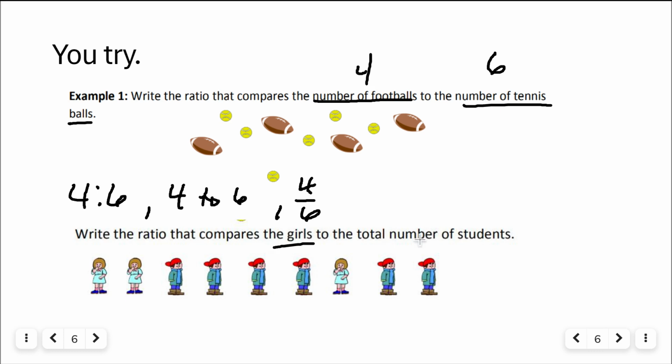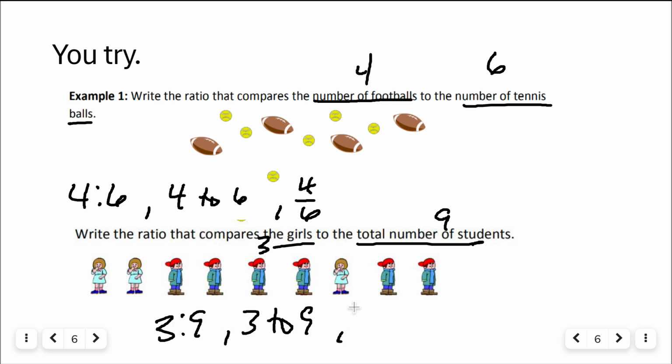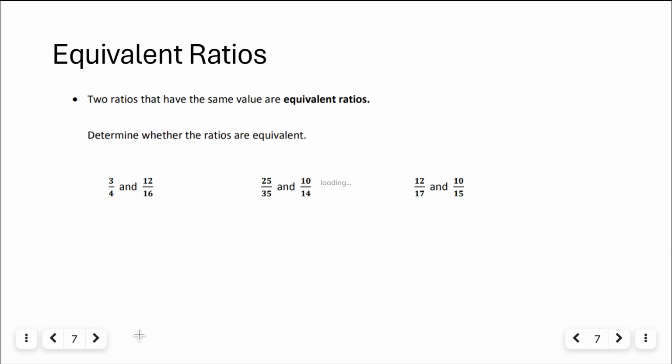Girls to the total number. So how many? Looks like there's 3 girls. I guess these are the girls here. 3 girls. And then the total number. 1, 2, 3, 4, 5, 6, 7, 8, 9. 9. So 3:9, 3 to 9, 3/9. Any one of those is fine. Again, you can also put these in lowest terms, which we will do coming up momentarily.